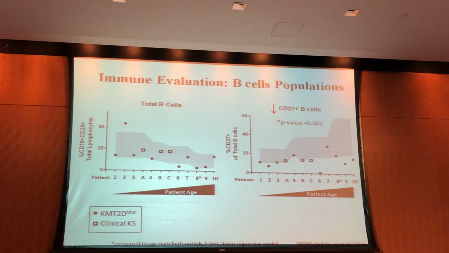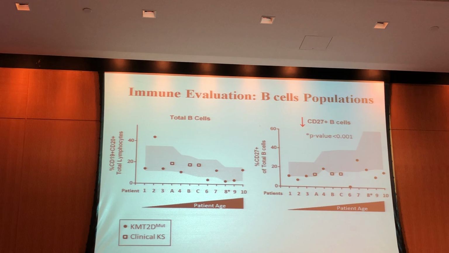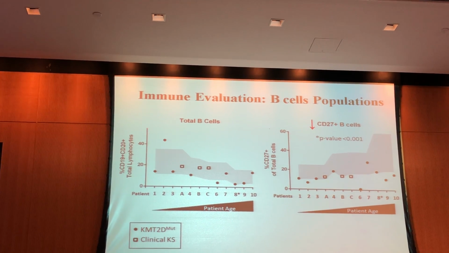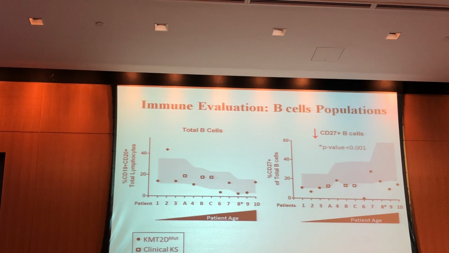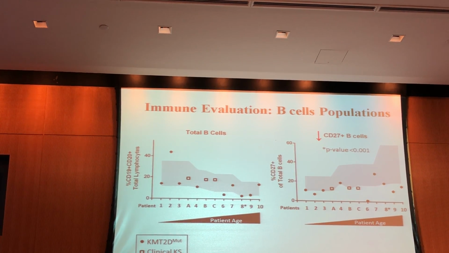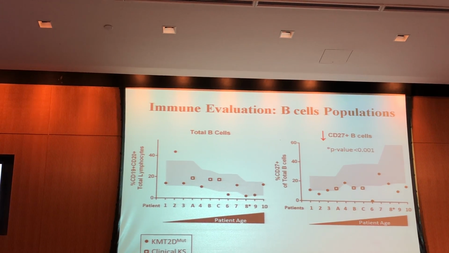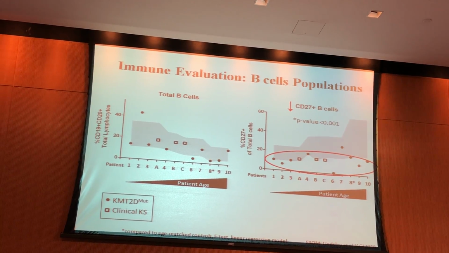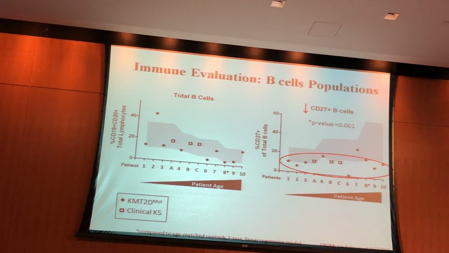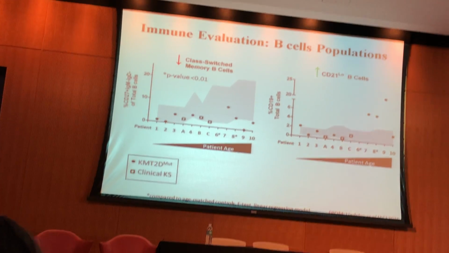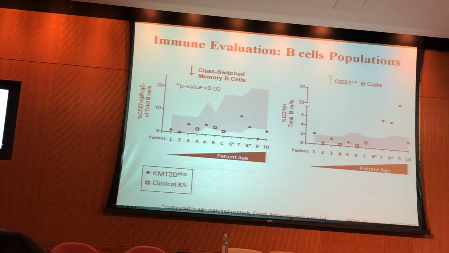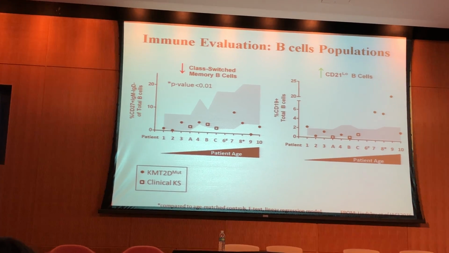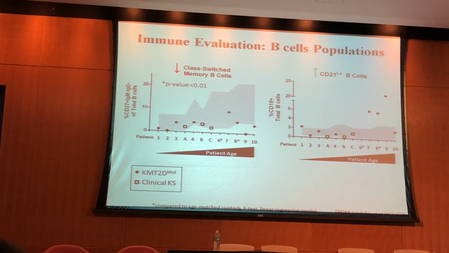When we look at the B cells in these patients, we find that many Kabuki patients will have low levels of total B cells in the peripheral blood, and in addition they have lower levels of the memory B cells, which are marked by a marker on the surface called CD27. You can see this group of patients that are all kind of living at the lower limit of normal or below for the memory B cells. And then there's another special form that make IgG and IgA called class-switch memory B cells, and the patients tend to have lower levels of those cells.